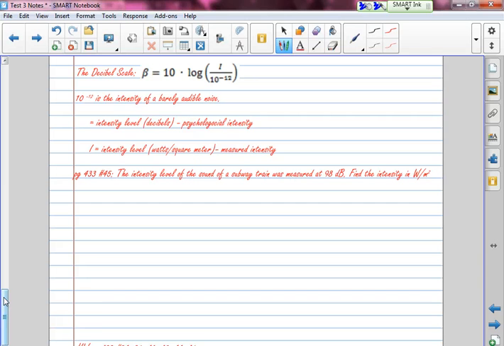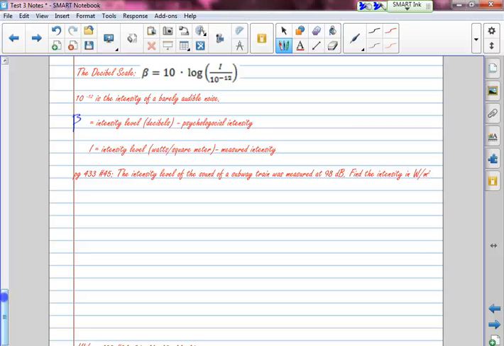The decibel scale. That funky looking letter is beta. It's a Greek letter, but we're just going to call it B. B equals 10 times log of I over 10 to the negative 12. 10 to the negative 12 is the intensity of a barely audible noise. This symbol is the intensity level in decibels, and I is the intensity level in watts per square meter. So they're both talking about intensity, but it's a different kind of intensity.